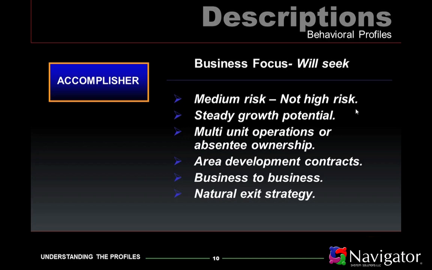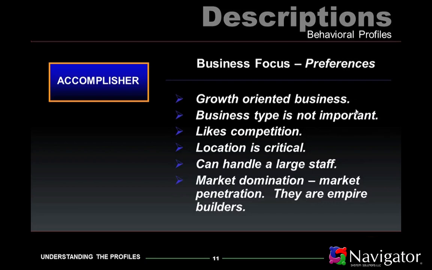Very strong in the B2B because they get it, they understand it, they can communicate with others that are like-minded, but also understand what's very important to the accomplisher is to have an exit strategy. So the kinds of business and the business focus and preferences is they want something that shows the potential for a lot of growth. The kind of business is not important. In other words, they're not predisposed to mufflers, hot dogs, hair salons. It really doesn't matter to them. What they want is something that has potential. And they're also not averse to competition. They like competition. They'll take it head on.